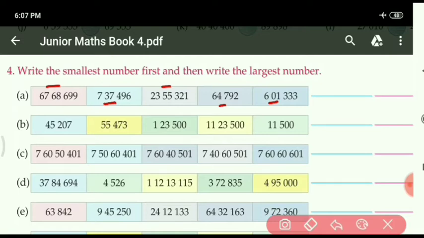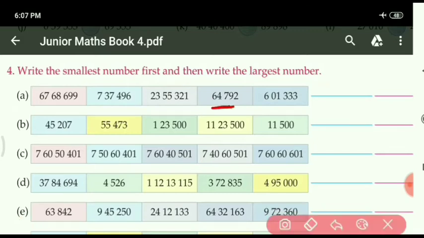So 10,000 is less than lakh place and 10 lakh also. So which one will be the smallest number? Here 64,792 will be the smallest number. Why? Because it has lakh place 0 and 10 lakh place also 0. Okay, and the others have lakh place 7, here 6, and here lakh place 7, and here 7, and the 10 lakh place also has another number. Okay, so it is given up to 10,000 place only.